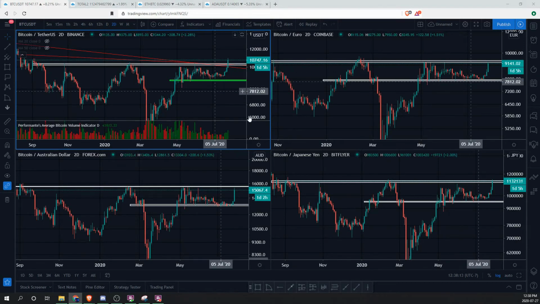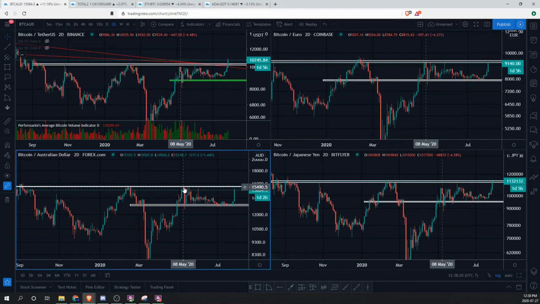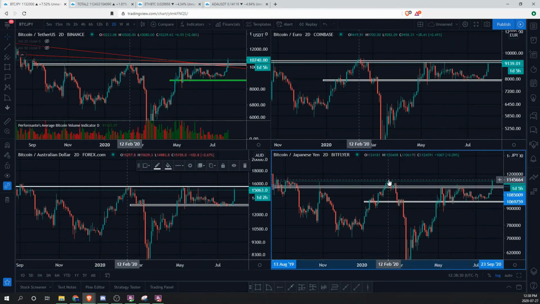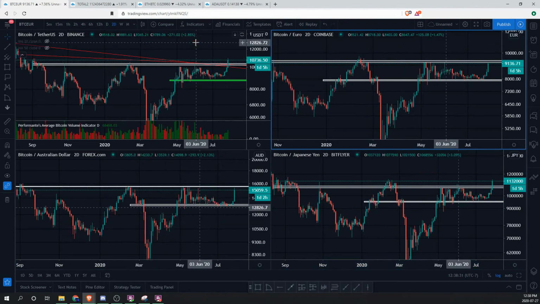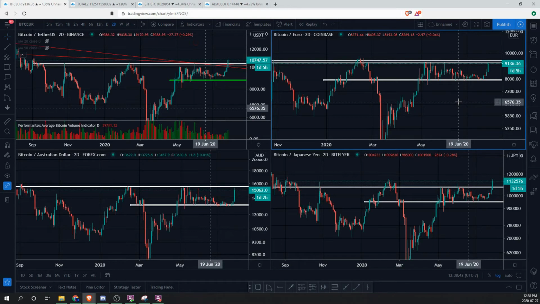And we can see, let's just close that. Bitcoin versus Australian dollar, we have not broken above the May high. Euro, we have not broken above the May high. Japanese yen, we have broken above that high right there, right? But we haven't broken above this high. So we can see against the USD, against the Japanese yen, we have broken the major structural resistance that we need to see break in order for us to call a breakout on Bitcoin.